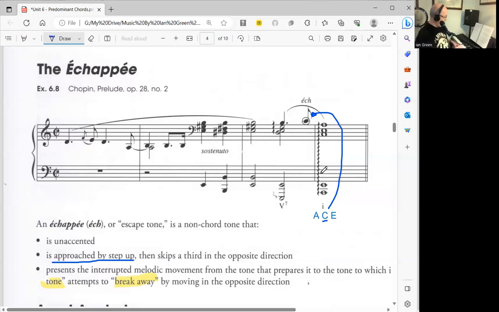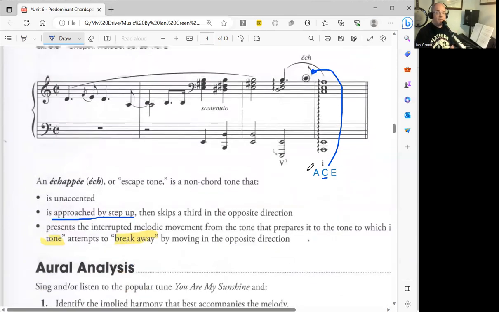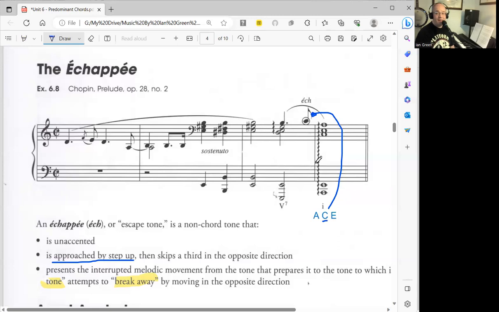So I'll play that again. V7, going to the échappé, and then we have the tonic chord after that. So it's kind of an interesting, dramatic, and very specific type of non-chord tone.